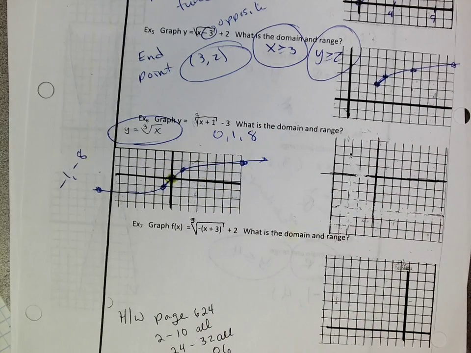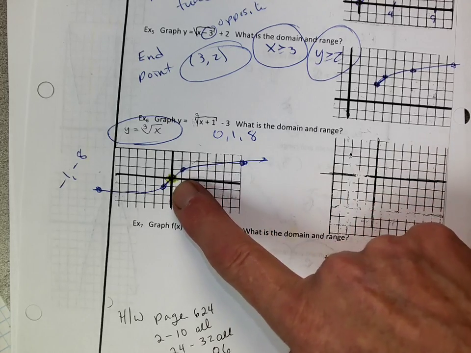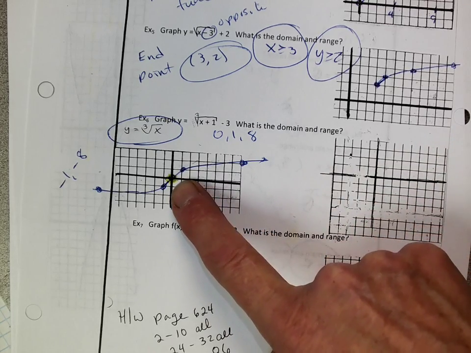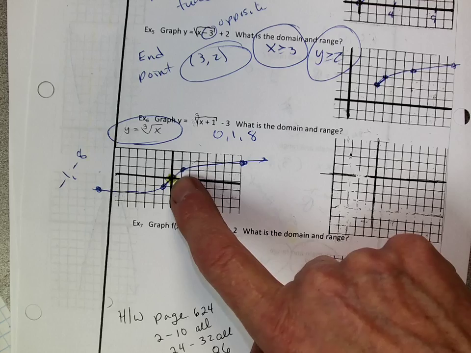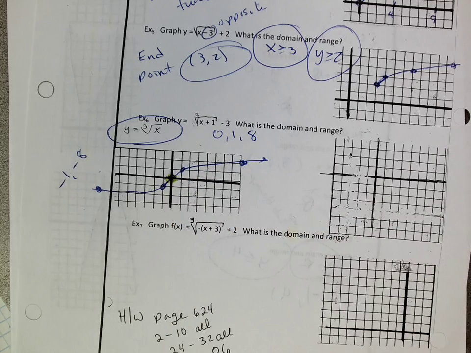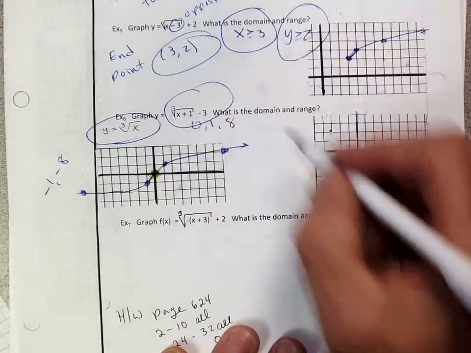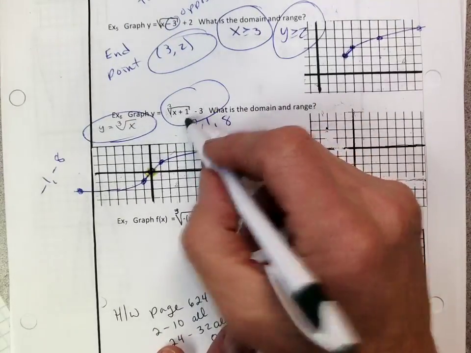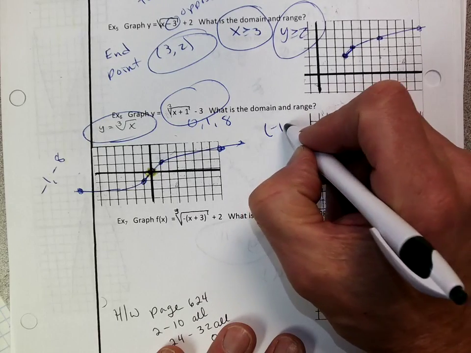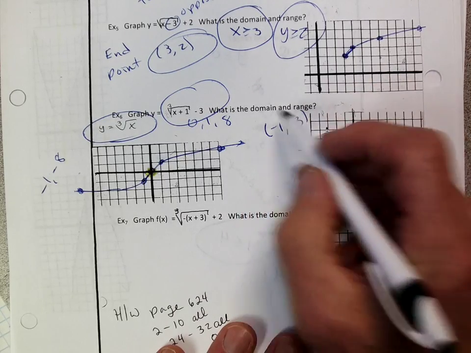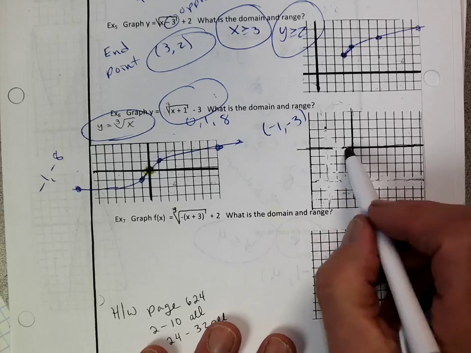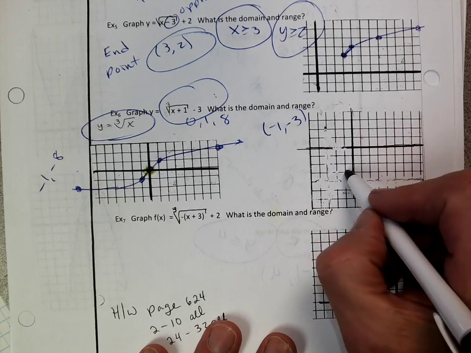So when we do a translation, I'm going to keep in mind that this is the point I want to move. I want to move this inflection point back, forth, up, and down. Right, Garrett? Back, forth, up, and down, right? So let's move our inflection point to negative 1, negative 3, okay? For this example right here, we're going to move it to negative 1, negative 3, okay?